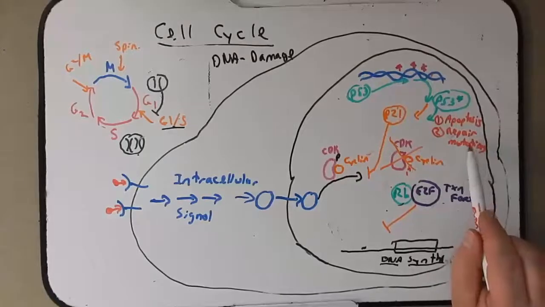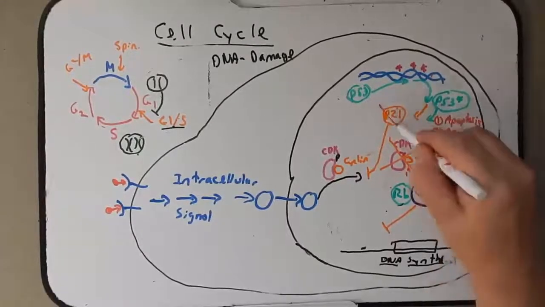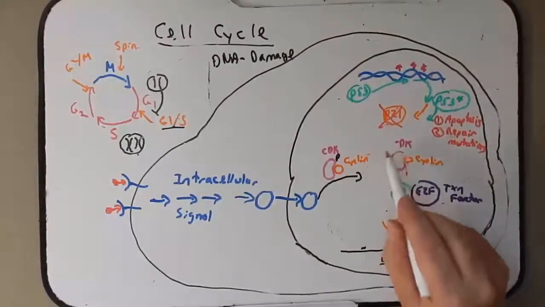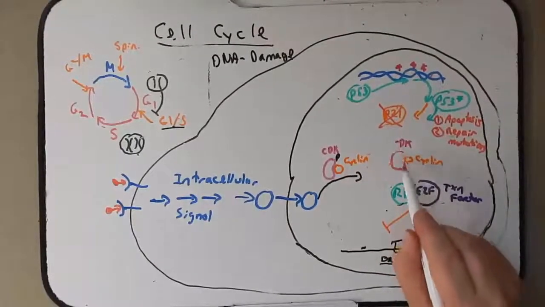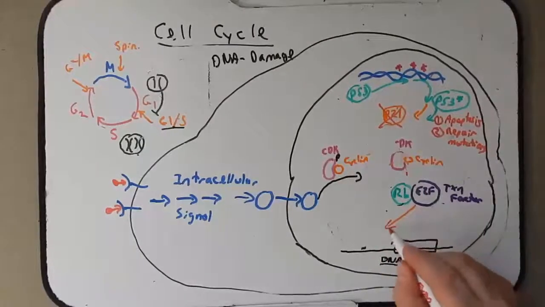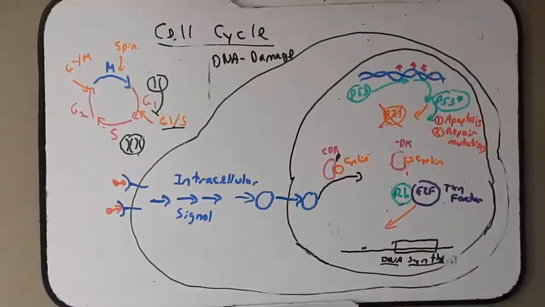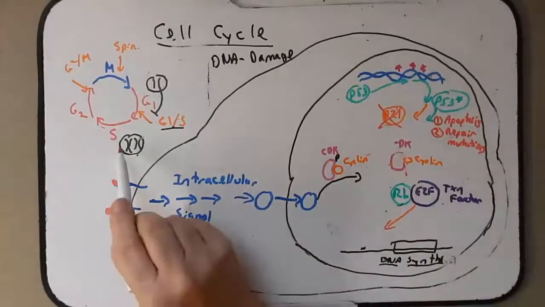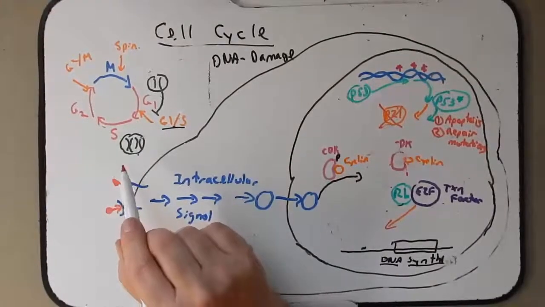If it repairs the DNA, once the DNA is repaired, P21 will be degraded. It will remove its inhibition of CDK cyclin, and then once again, retinoblastoma can be phosphorylated so that E2F can activate the transcription of these genes. So now we're at the point here, by transcribing these genes, the cell is firmly established in S phase.